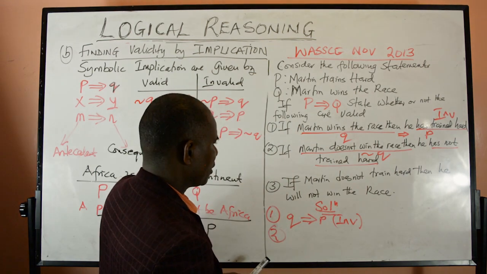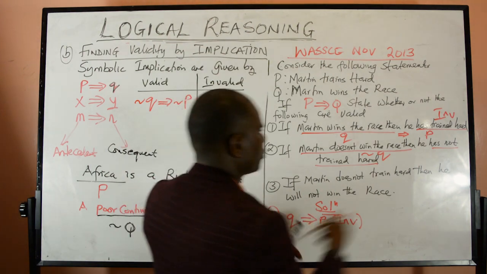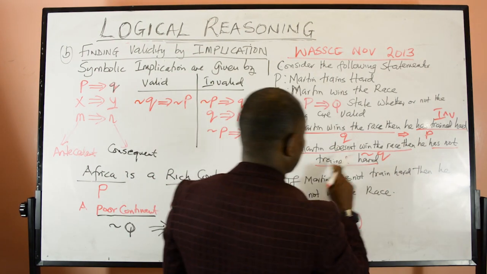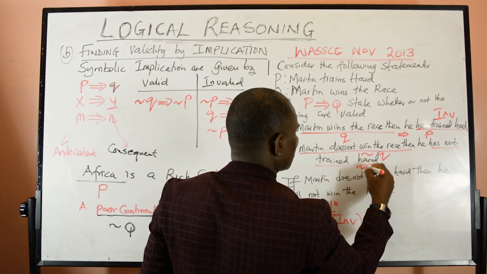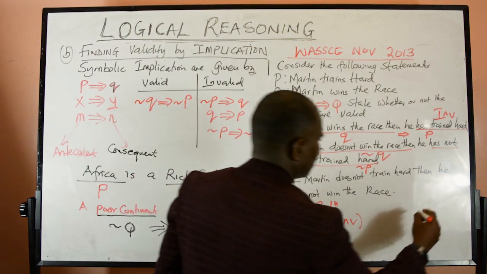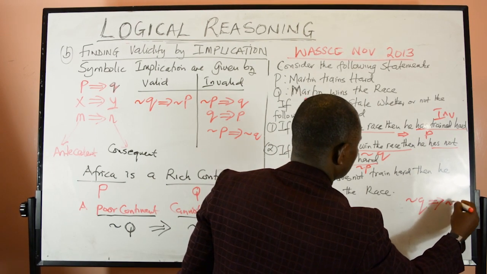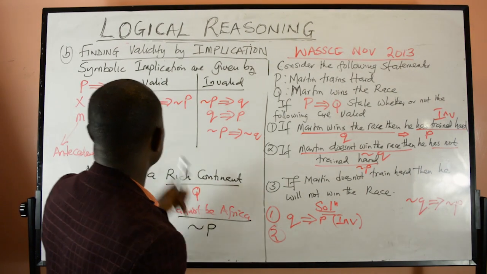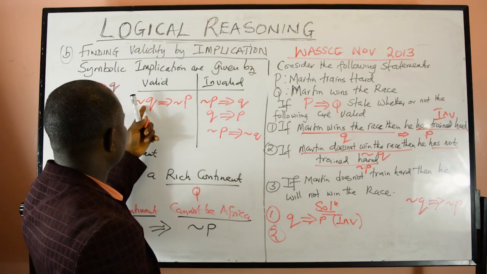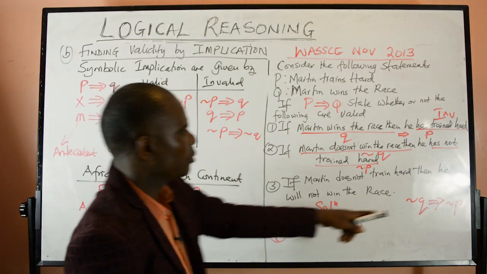He has not trained hard is negate P. So what I've done here is negate Q implies negate P. So this is a valid conclusion because you have this assertion. This is negate Q implies negate P. That's what I've got here.